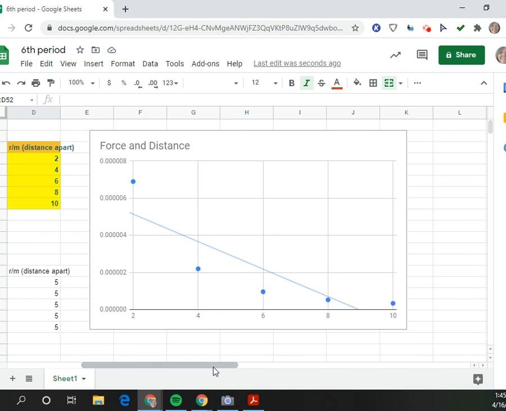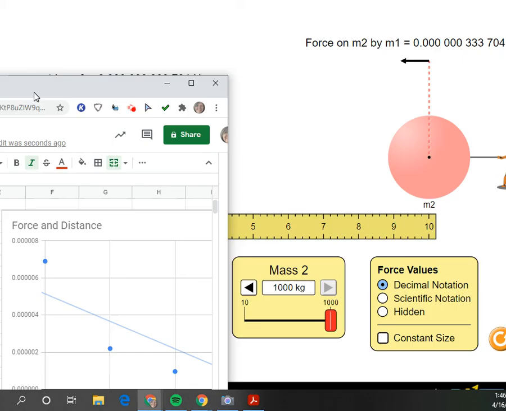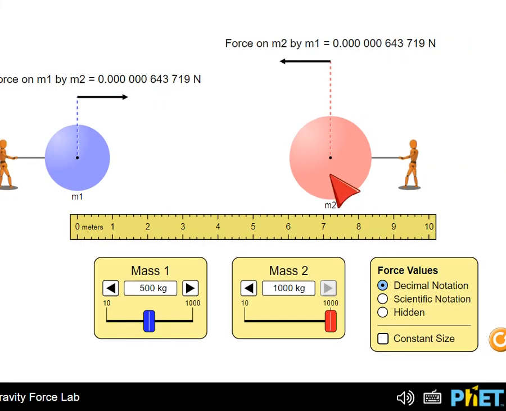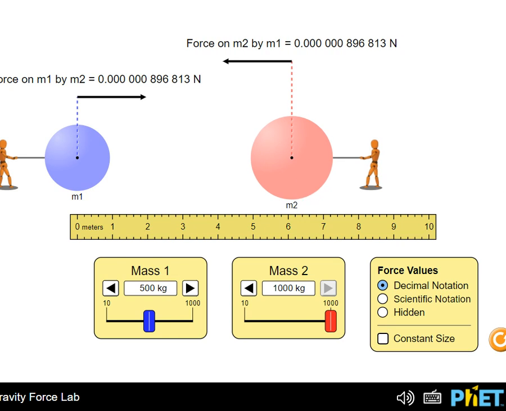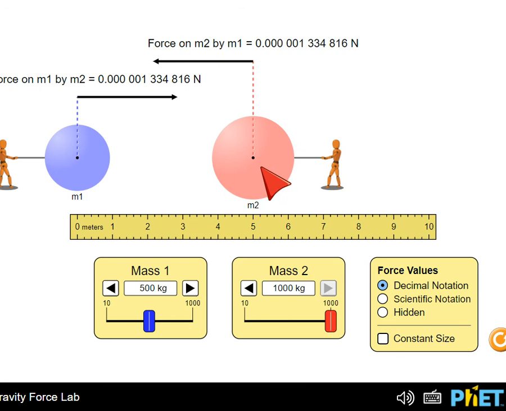And then let's go ahead and look at the next one we're supposed to do. What is the relationship between force and mass 1? So in this case, we're going to keep the distance 5 meters apart. Mass 2 is going to be 1,000, but we're going to increase mass 1 to kind of get a feel for that. So mass 2 is already at 1,000. You're going to put these, what's it say? It says 5 meters apart. So let's go ahead and just go 0 to 5.